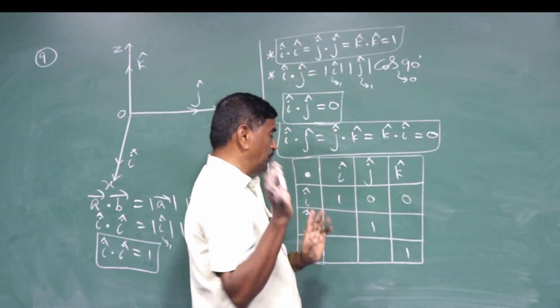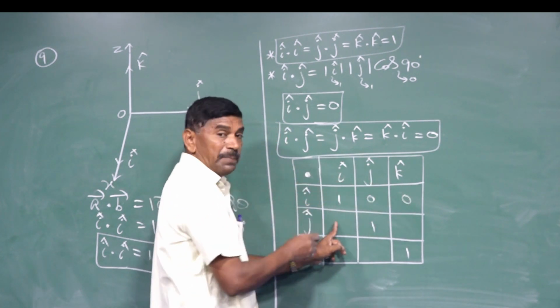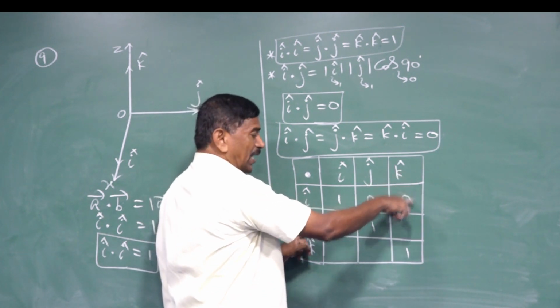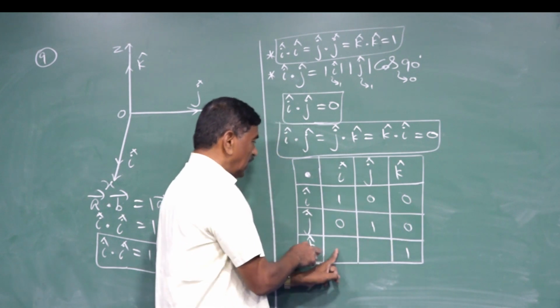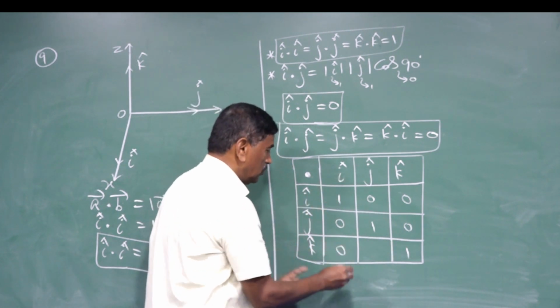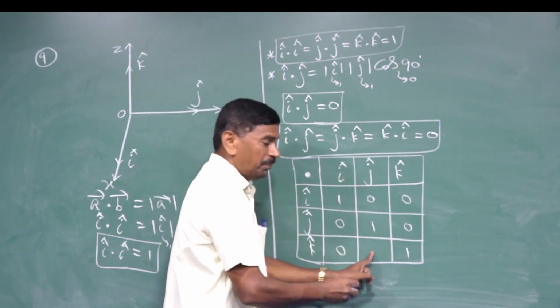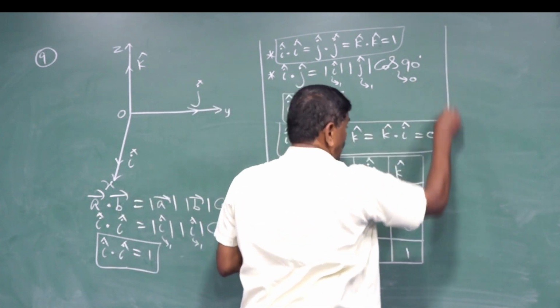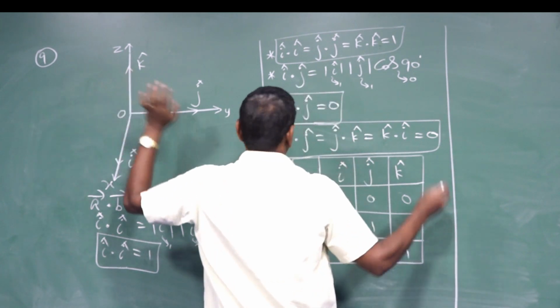Hereafter, do it yourself. Start here. j cap dot i cap, good, 0. Next, here j cap dot k cap 0. k cap dot i cap 0. k cap dot j cap 0. Yes, the table is filled. Now the 9th one is completed.